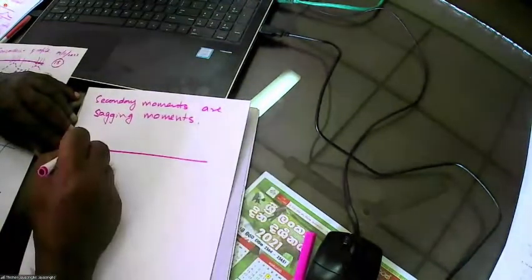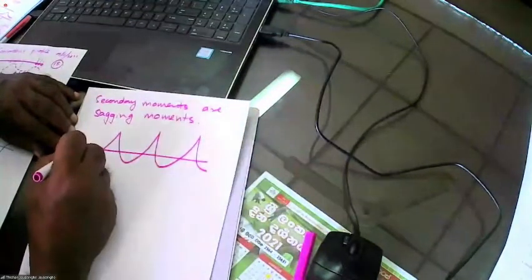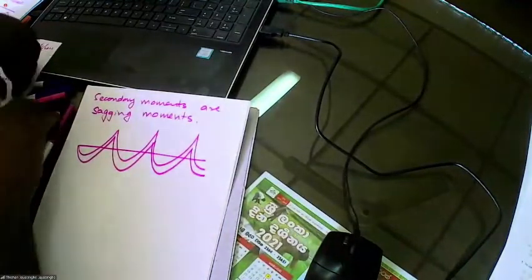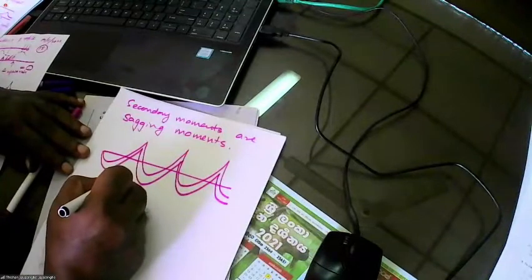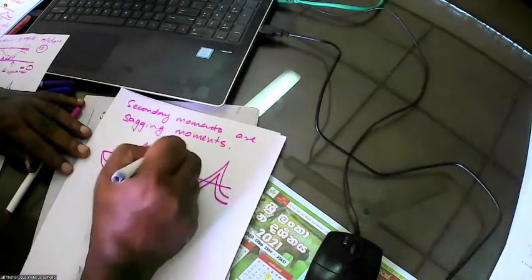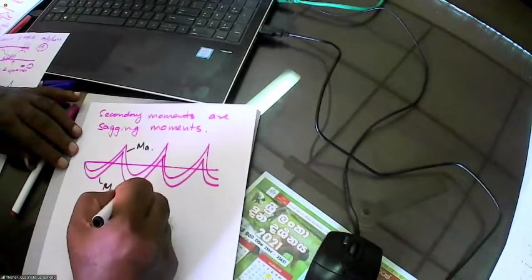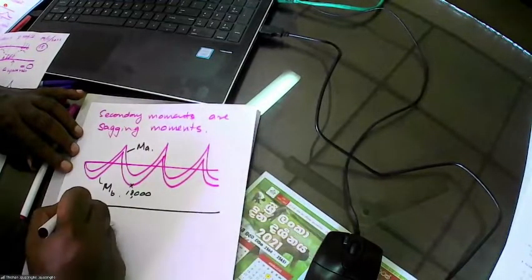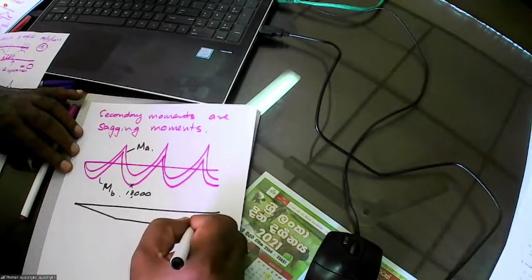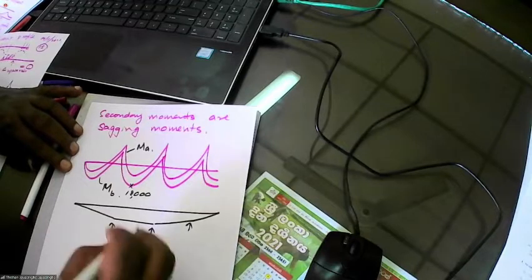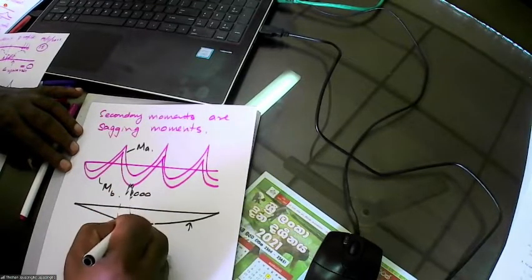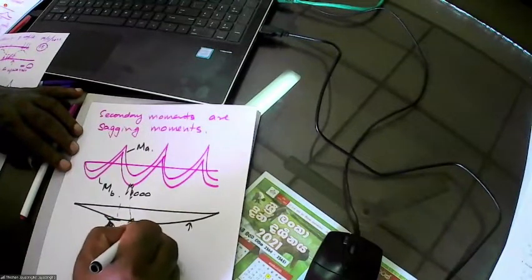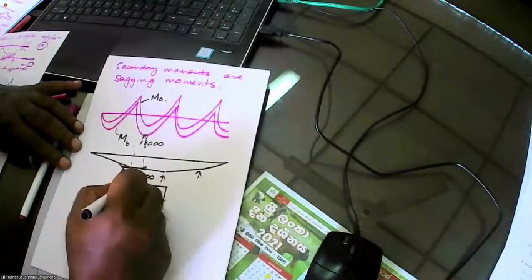So we have a bending moment diagram that we get by analyzing the beam, and it has MB and MA. This is MA. Let's say the magnitude here is 18,000. Then you have another bending moment diagram like this, at these locations, and the support is here. Let's say this is 4,000. So what is the net moment here? The addition of these two, 22,000.